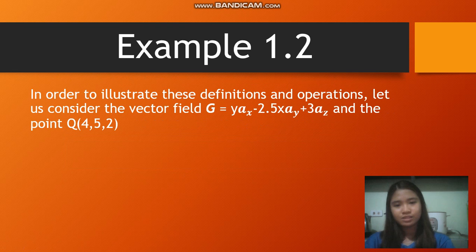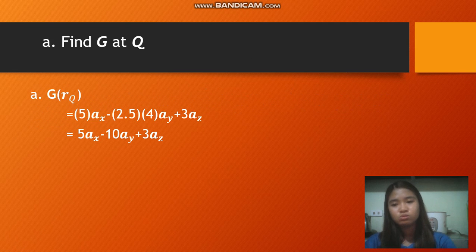At punta tayo sa example 1.2. In order to illustrate these definitions and operations, let us consider the vector field G is equal to y a sub x minus 2.5x a sub y plus 3a sub z and the point Q (4, 5, 2). So, sa letter A, find G at Q.